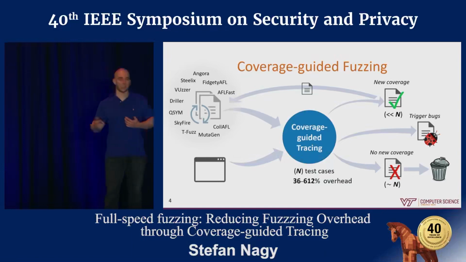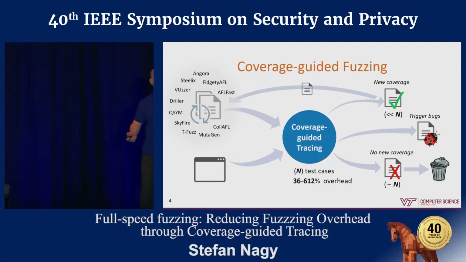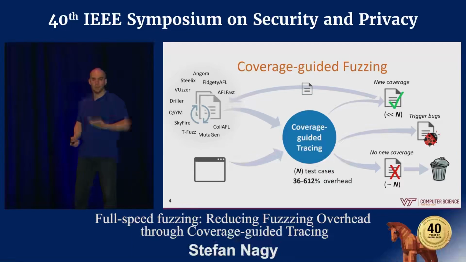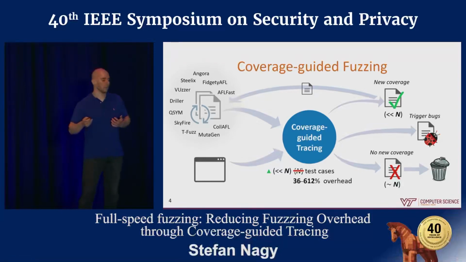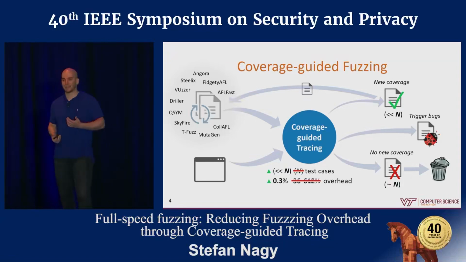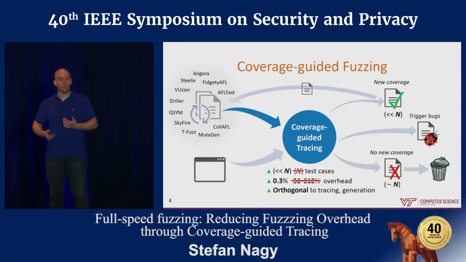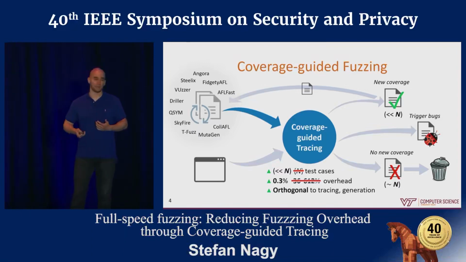And this is where coverage-guided tracing fits in. So rather than tracing every one of those single test cases to find the few that are coverage increasing, we restrict tracing to just those that are coverage increasing, that small fraction. And as a result, we were able to dramatically cut down this overall overhead to about 0.3%. And because we focus on simply filtering out test cases before they are traced, we would easily complement these great approaches which try to generate test cases better or make tracing faster by other means.